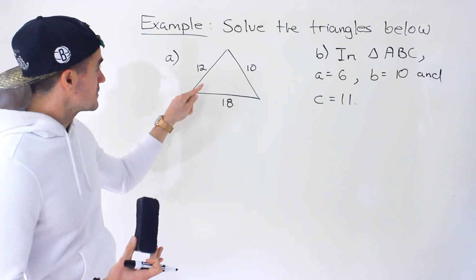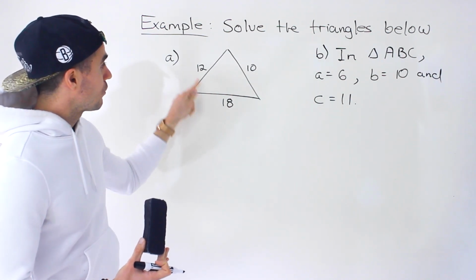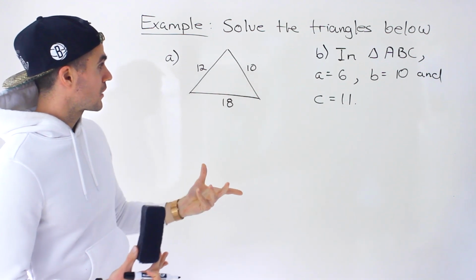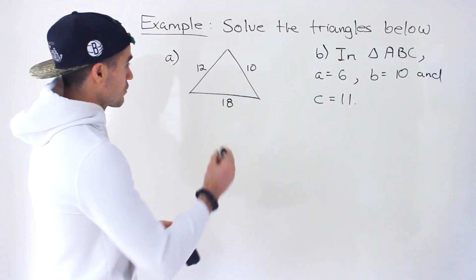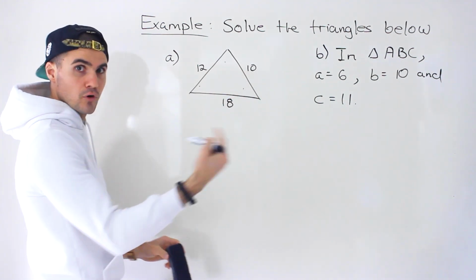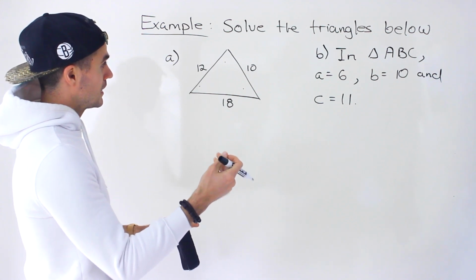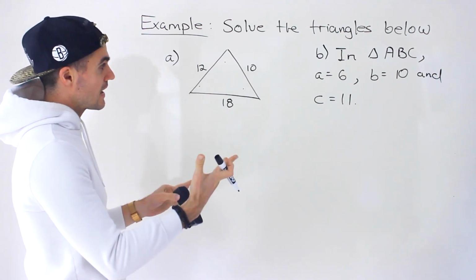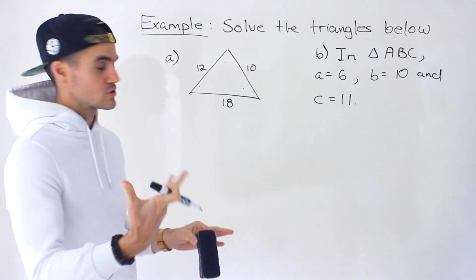So notice that with this first triangle here, we are given all three sides. And so what we're going to have to do is basically solve the three different angles right here. That's all the parameters that's left to solve. Now, whenever you're given a triangle with only sides and you have to solve for one of the angles, what do you have to use? You have to use the cosine law.